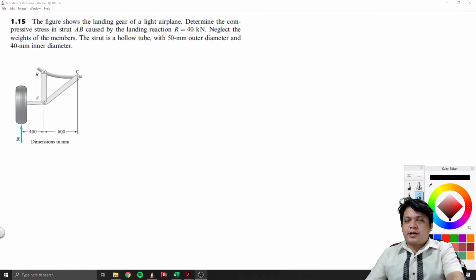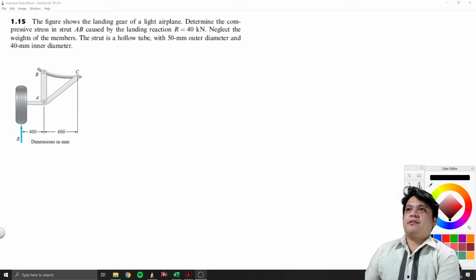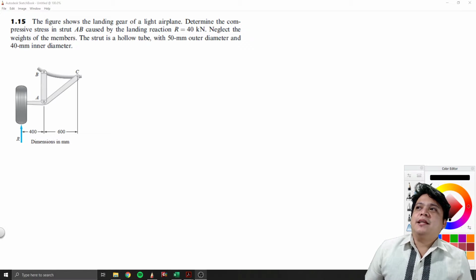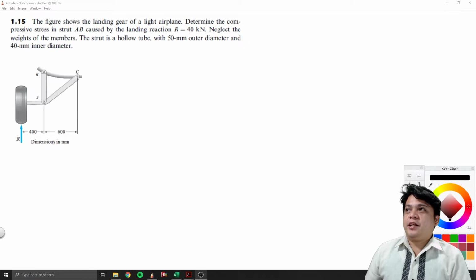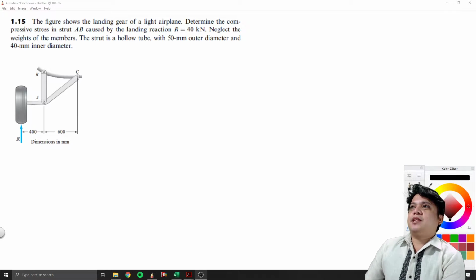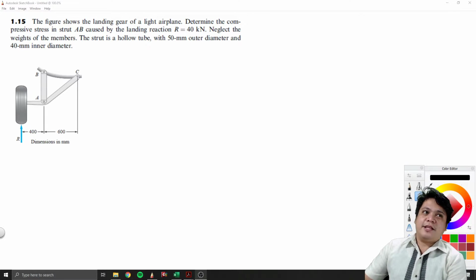Okay, so let's try this problem. The figure shows the landing gear of a light airplane. Determine the compressive stress in strut AB caused by landing reaction R equals 40 kilonewton. Neglect the weights of the member. The strut is a hollow tube with 50 millimeter outer diameter and 40 millimeter inner diameter.